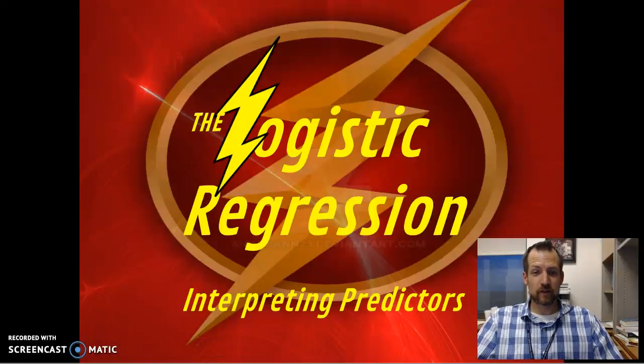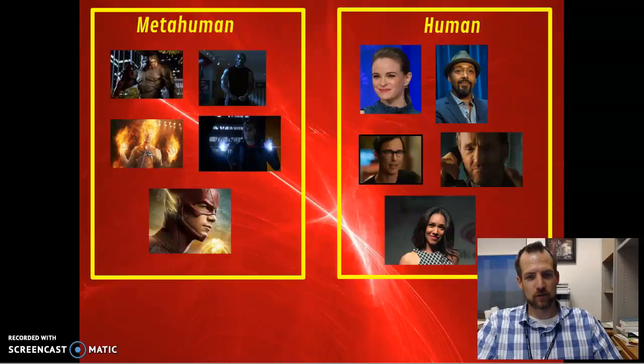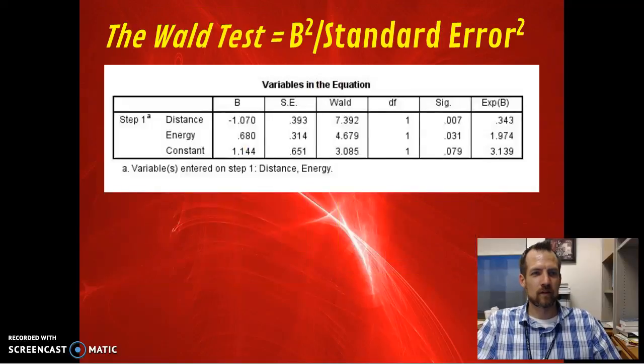Okay, so finally, we're going to look at interpreting the predictors in logistic regression, trying to see which of those factors are going to help us to differentiate between who becomes a metahuman and who stays a regular human. So the way that these predictors are evaluated, first of all, is using what's called the Wald test, probably named after somebody whose last name was Wald.